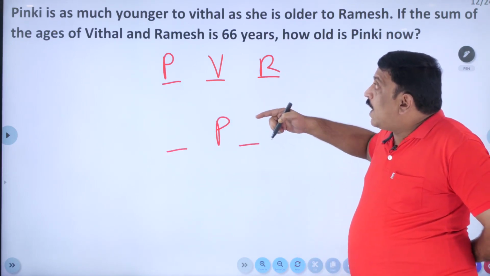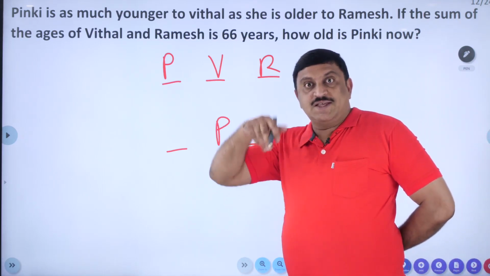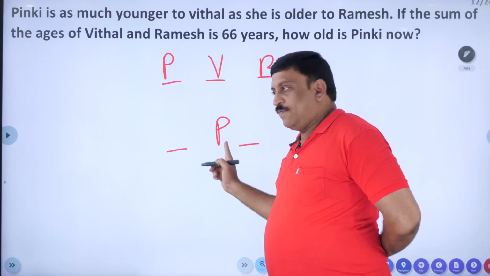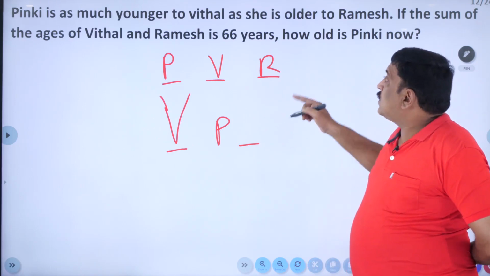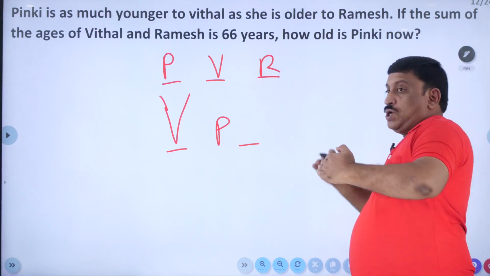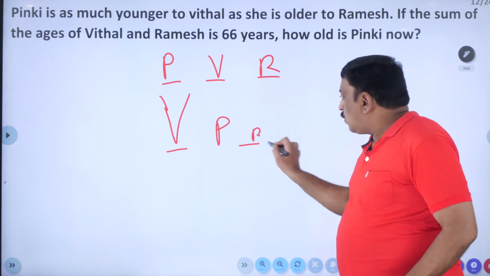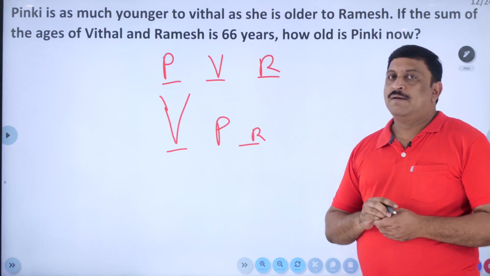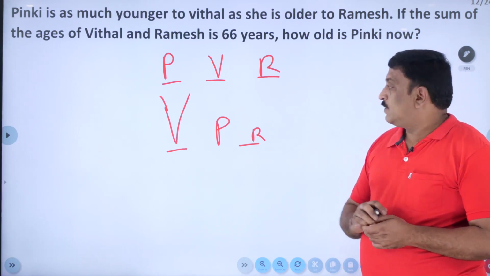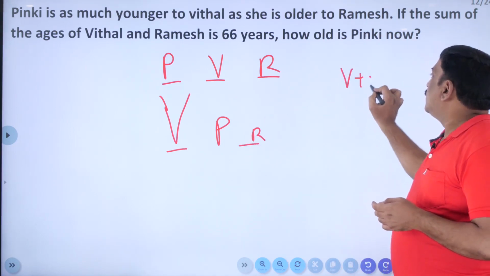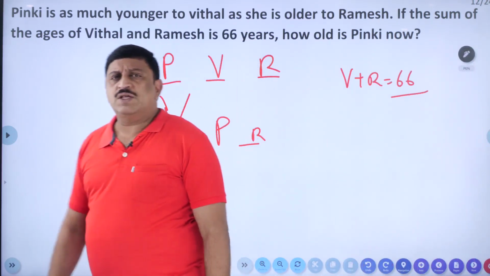But Pinky is as much younger to Vital. So she is younger to Vital, so Vital is elder. Right? So for Pinky, Vital is elder. And what about Ramesh? Pinky is older to Ramesh, right? So definitely Ramesh is a little bit younger. Okay, fine. The sum of the ages of Vittal and Ramesh is 66 years. How old is Pinky now?